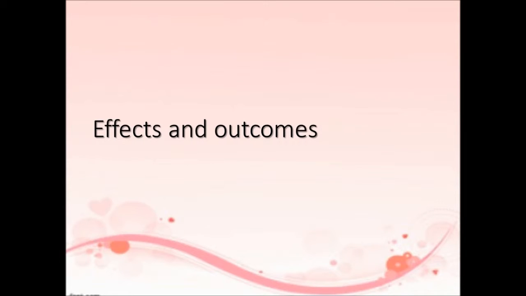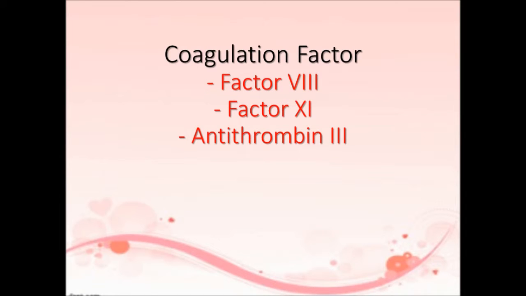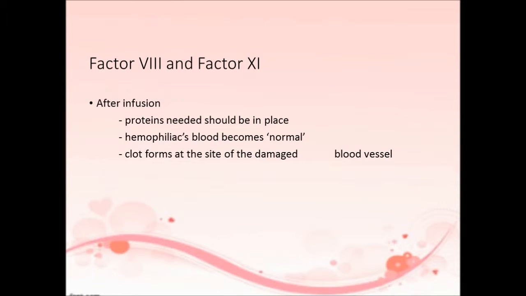Next, I would like to talk about the effects and outcomes of some plasma derivatives in patient management. Firstly, the effects of the infusion of the coagulation factors, including factor 8 concentrates, factor 9 concentrates, and also antithrombin 3. In both cases, the factor 8 and factor 9 protein is nearly identical to the protein which is lacking in the blood of hemophiliacs. After an infusion of the concentrates, all the proteins needed for clotting are in place. A hemophiliac's blood becomes normal at least for a few hours. This allows time for a clot to form at the site of the damaged blood vessel.